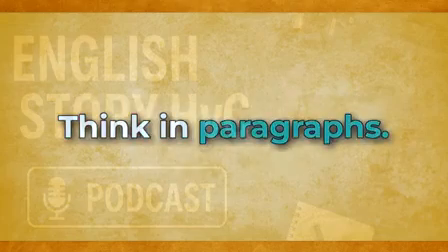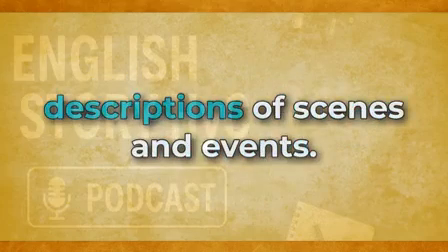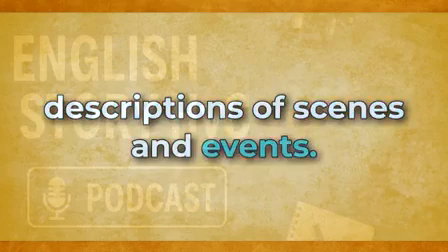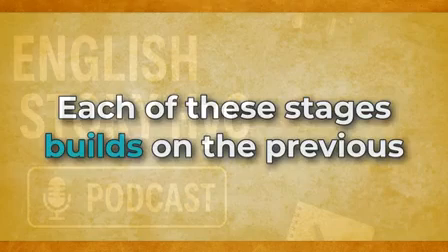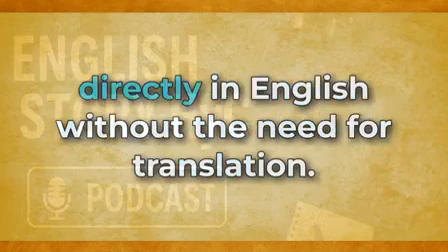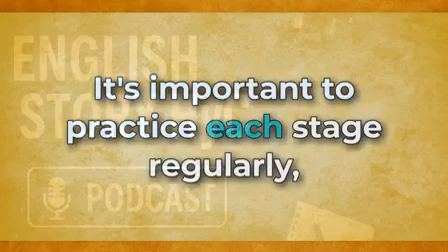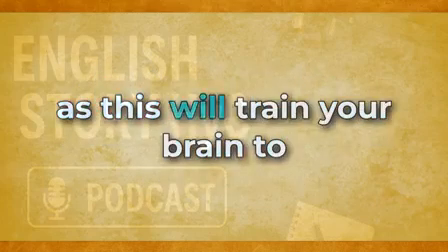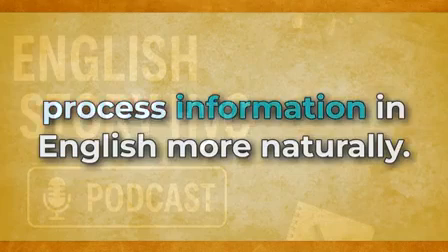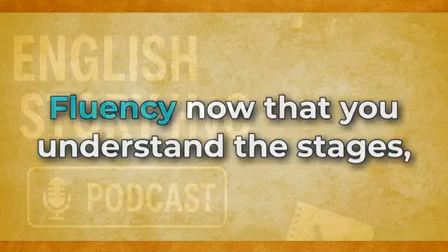Think in paragraphs. Bring everything together to create detailed descriptions of scenes and events. Each of these stages builds on the previous one, helping you develop the ability to think directly in English without the need for translation. It's important to practice each stage regularly, as this will train your brain to process information in English more naturally.